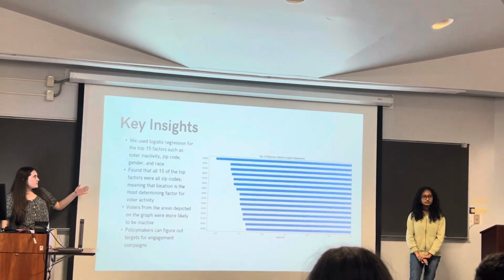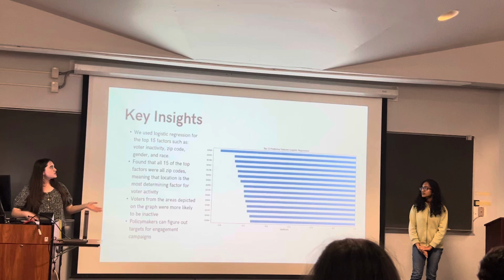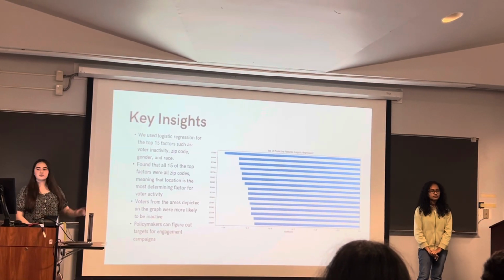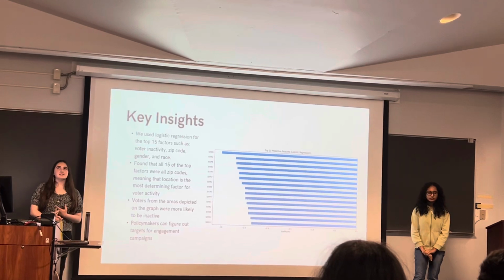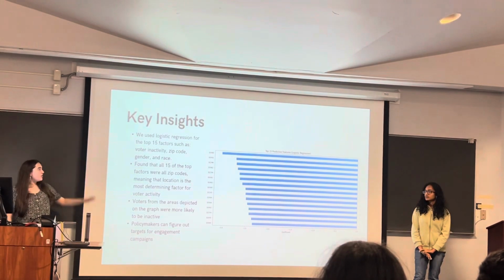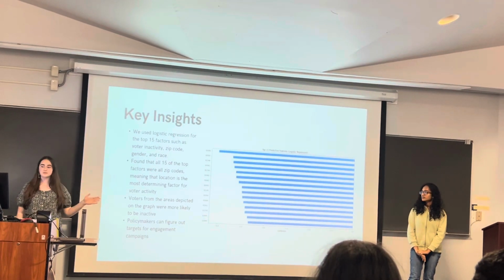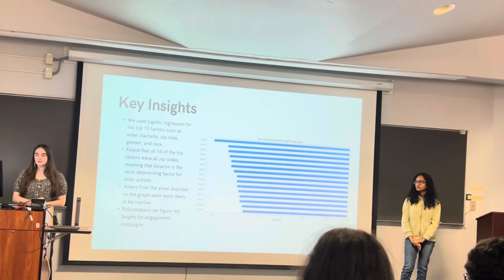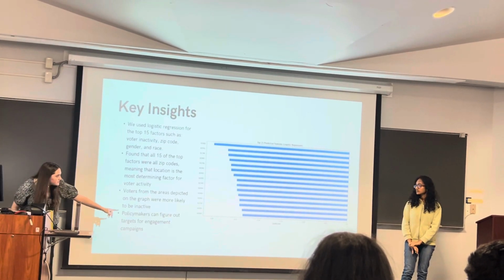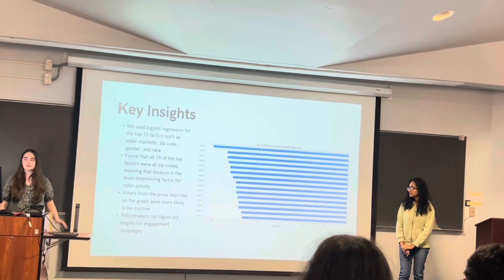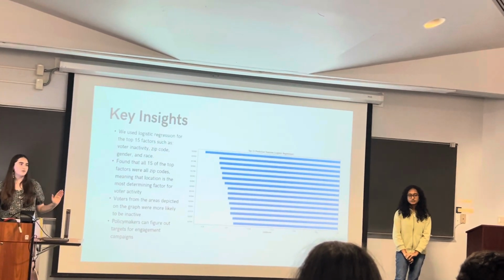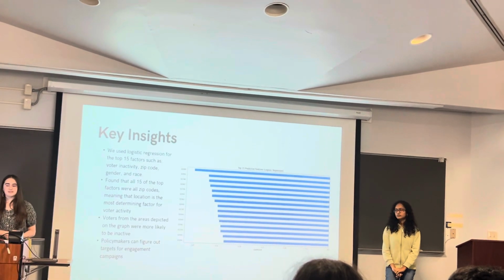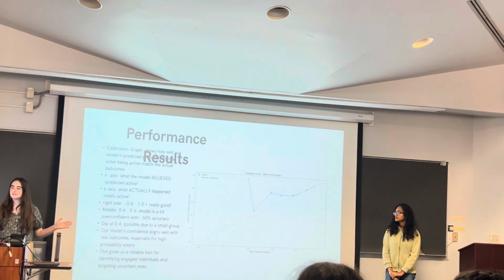The main part of our project was that we used a logistic regression for the top 15 factors of voter inactivity. We looked for zip code, gender, race, and party, but we found that all 15 of those factors were zip codes, meaning that location is the most determining factor for voter activity. As you can see, the coefficient down there is negative, meaning that these are all the top 15 factors for inactivity in voting. This means that these places are more likely to not vote.